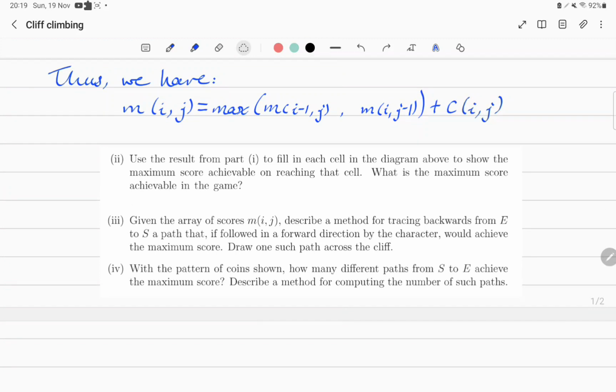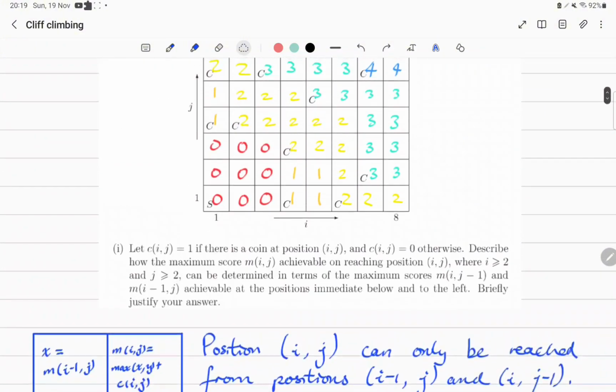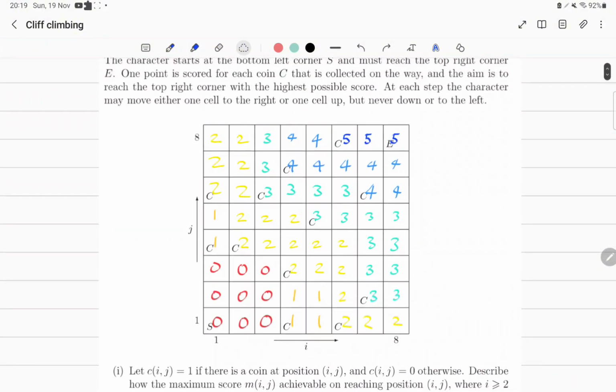Given the array of scores M of IJ, describe a method for tracing backwards from E to S a path that, if followed in a forward direction by the character, would achieve the maximum score. Draw one such path across the cliff. Let's start by drawing one such path. We'll start from E and see if we can go through all 5 coins back to S. We'll go across all the way to there, then down, then across again, and then all the way back down to S. Now, have a look and see that this path does in fact pass through 5 coins. But how did we achieve this? Pause the video and have a think, and once you're ready, we'll restart.